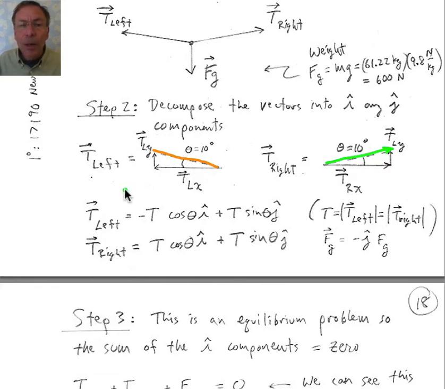Okay, so now let's do the trig here. The x component of the left one is the cosine of the angle times the hypotenuse, which is just the magnitude of T. The magnitudes of the left and right ones are equal, so I'm just going to call them T. The y component is T times the sine of theta. The same happens with the right tension vector: the cosine of theta for the horizontal component and the sine of theta for the vertical component. The only difference between the left one and the right one is a negative sign, because the x component goes to the left for the left one and to the right for the right one.